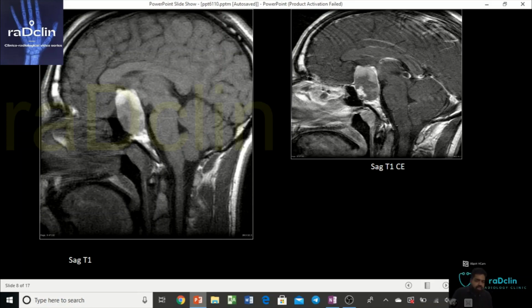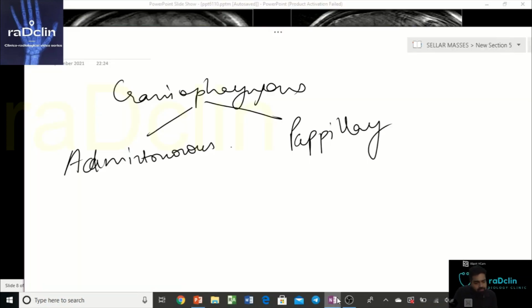Now when a patient presents with craniopharyngioma, he presents with clinical complaints of headache or visual disturbances, or could be some hormonal problems if the stalk or the pituitary gland is affected. So clinical history is also very important.